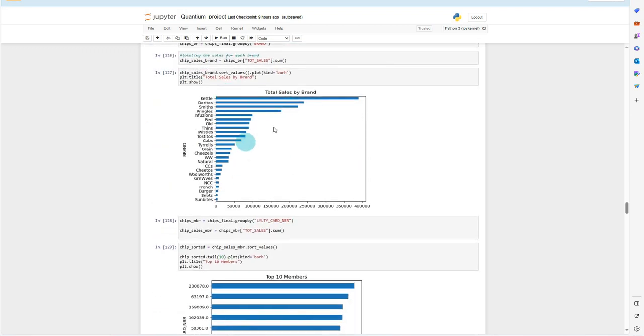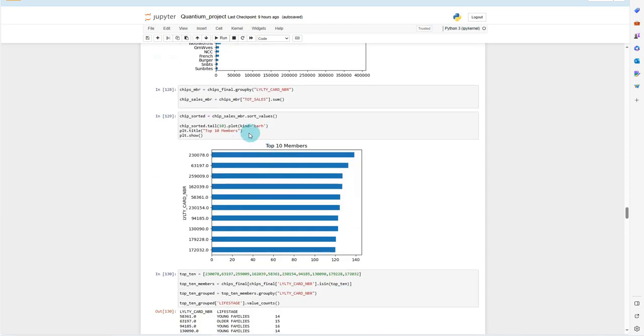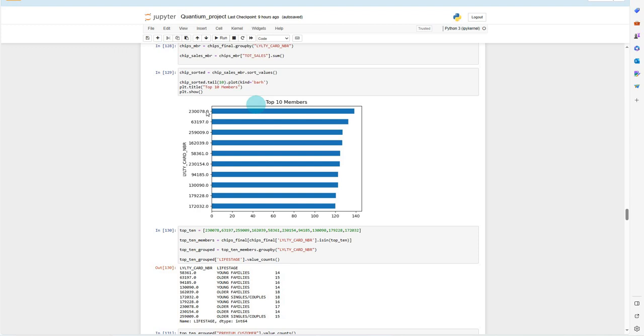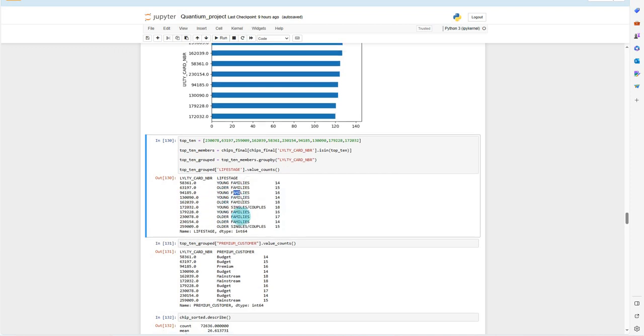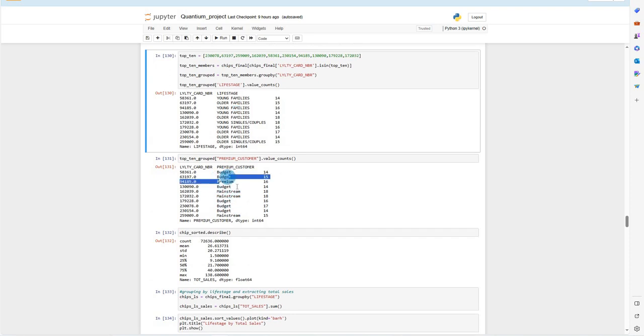And then I jumped down to the brands, charted out the brands quickly to see what that looked like. Kettle and Doritos were on the top. And I decided to look at the top 10 members, or top 10 purchases by member number, and look at what life stage they're part of, what premium customer group they're part of. So as we can see, older families appear the most, and then some young families, and in the premium customer or the affluence, it's budget and mainstream. It's only one premium.